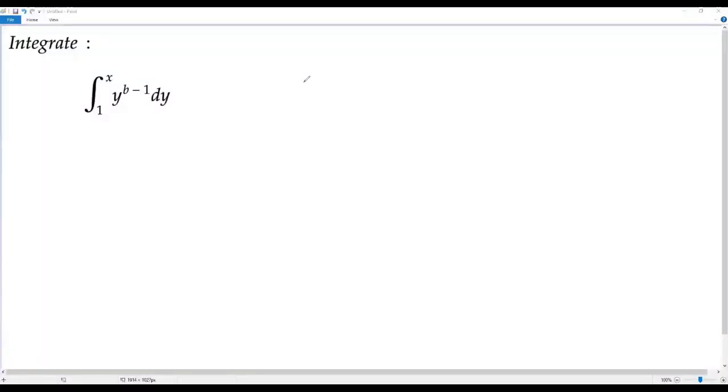Here we have a problem on integration. That is, we have to integrate this function y to the power of b negative 1 with respect to y. So the limits are given. That is, the lower limit is 1. The upper limit of the integral is x.